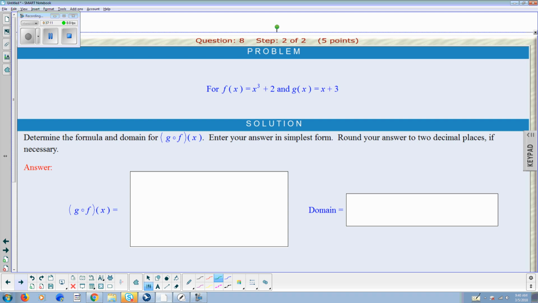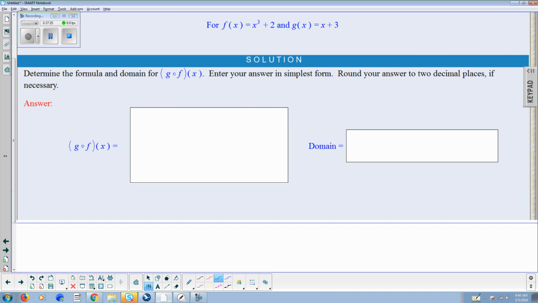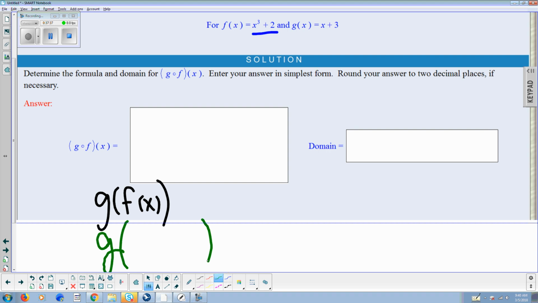Okay, part 2. Determine the formula and domain for g dot f of x. If it wasn't fun enough for you one direction, we're going to go the other direction with it. G dot f of x. Okay. So g dot f, this is where we're going to find g of f of x. F of x was this, so we're finding g of the f function, x cubed plus 2.